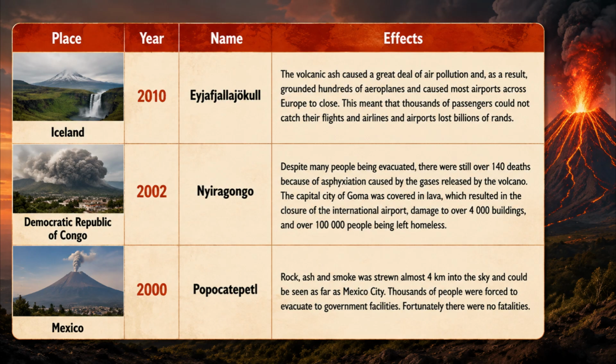Mexico. 2000. Rock, ash, and smoke were strewn almost 4 kilometers into the sky and could be seen as far as Mexico City. Thousands of people were forced to evacuate to government facilities. Fortunately, there were no fatalities.